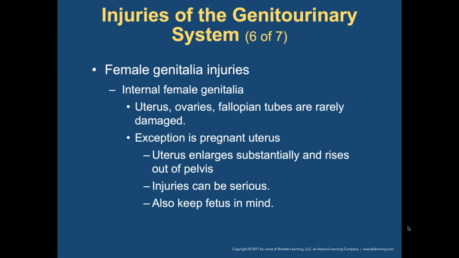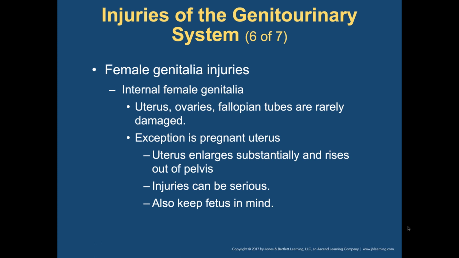Y'all be quiet. All right, so the female genitalia injuries: the uterus, the ovaries, and fallopian tubes are rarely damaged, but there's always that one chance. Sherry, don't you let me tell the story. I told y'all, let me say it. So the only exception to this is if they're pregnant, expect a high possibility of injuries. Sometimes the uterus can enlarge and rise out of the pelvis. I don't really know what that's called, but that sounds really, really painful.